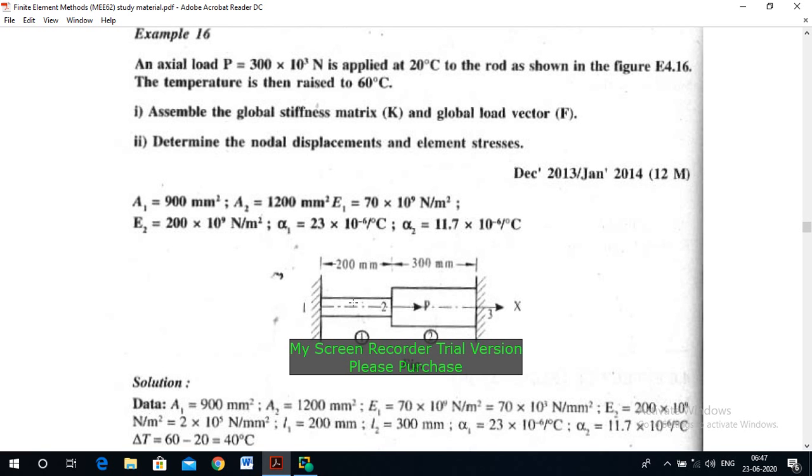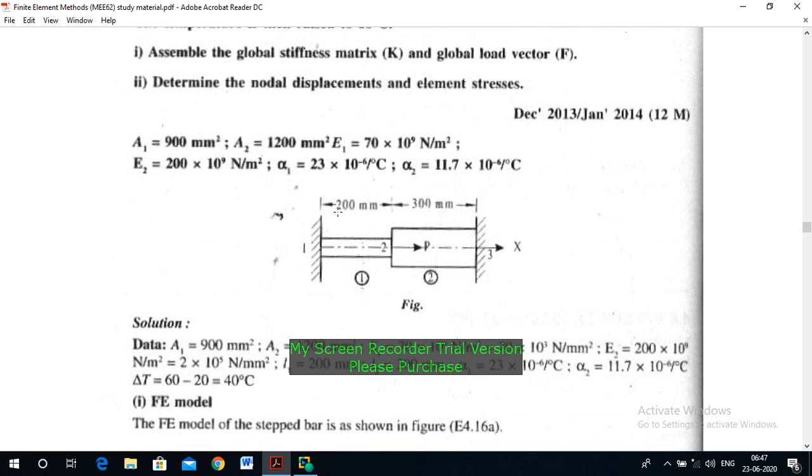Area of cross section of bar 1 is 900 mm square, and area of cross section of bar 2 is 1200 mm square, and E1 equal to 70 into 10 power 9 Newton per mm square. And the coefficient of thermal expansion for both the bars is given. Alpha 1 is equal to 23 into 10 power minus 6 per degree Celsius, alpha 2 equal to 11.7 into 10 power minus 6 per degree Celsius.